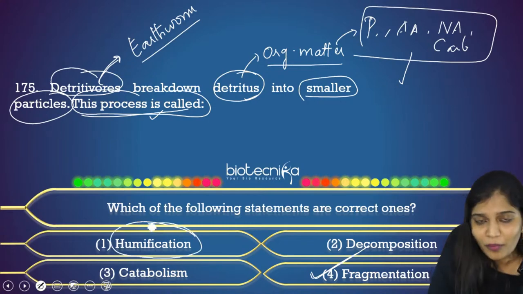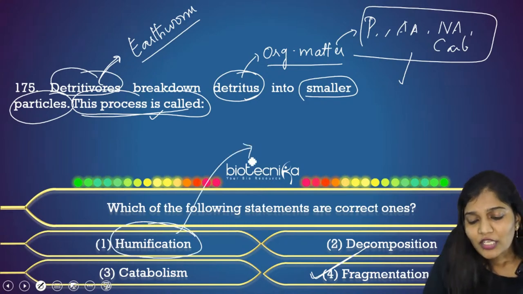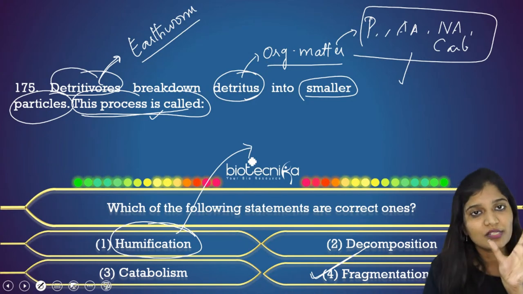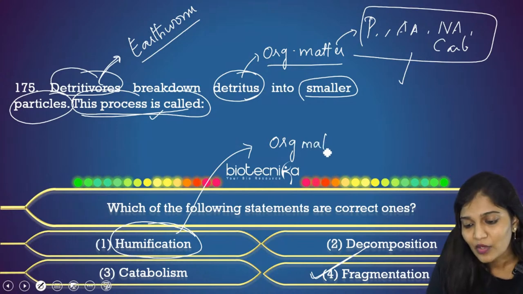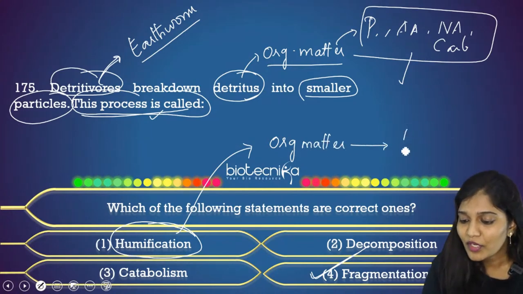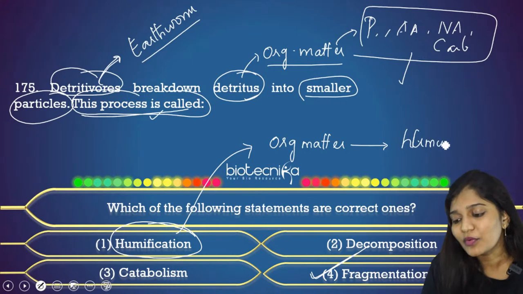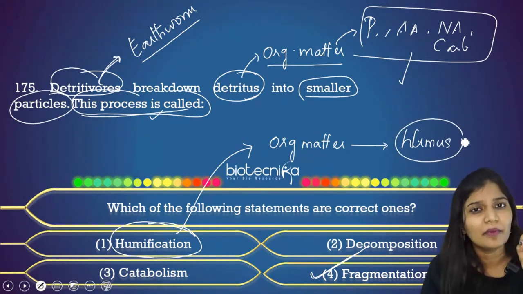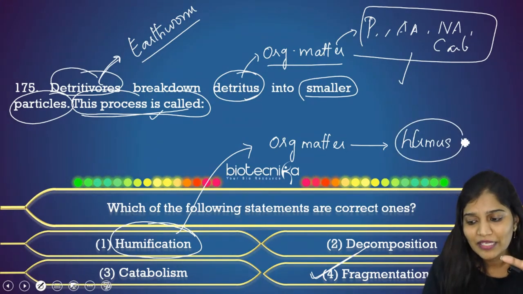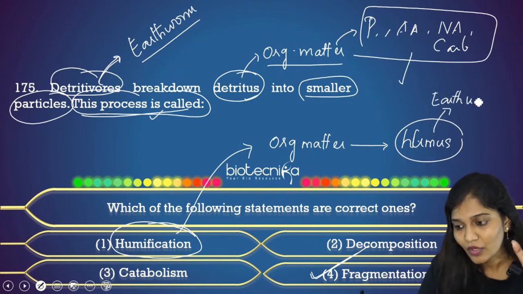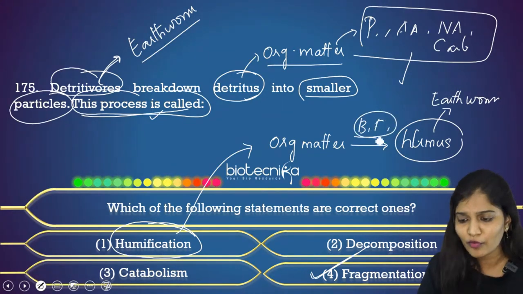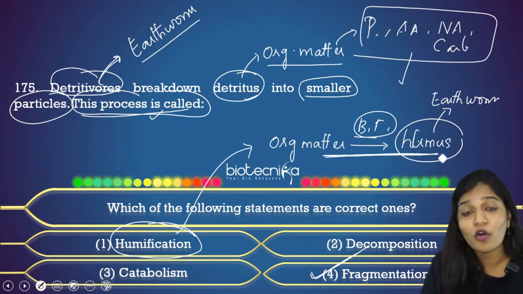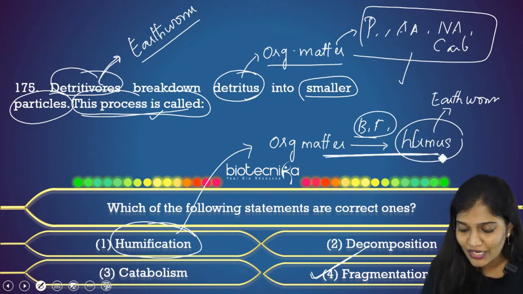But what is humification? Suppose you're talking about any kind of decomposition taking place. First, all the organic matter will be converted into humus. Humus, if you observe it in the soil, is a very dark brown, amorphous solid. That is called humus. There you will see the earthworms actually. This is done by bacteria, fungi, any microorganism. This process, the formation of humus, is called humification.